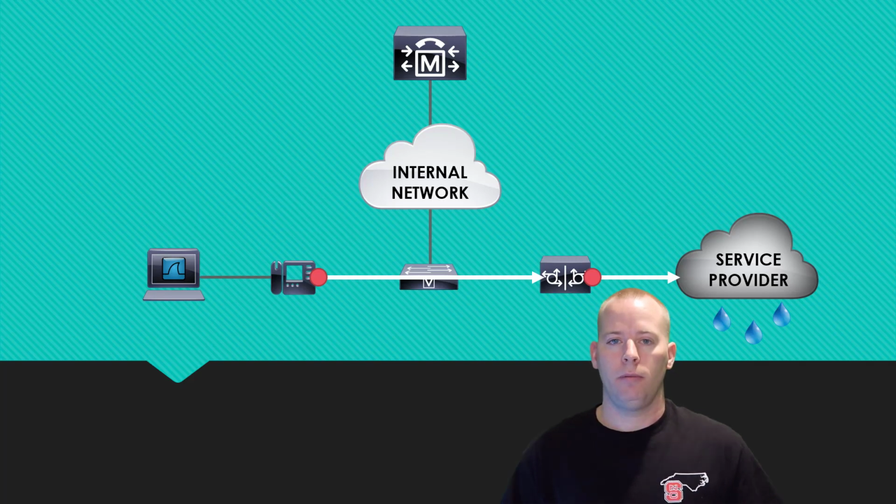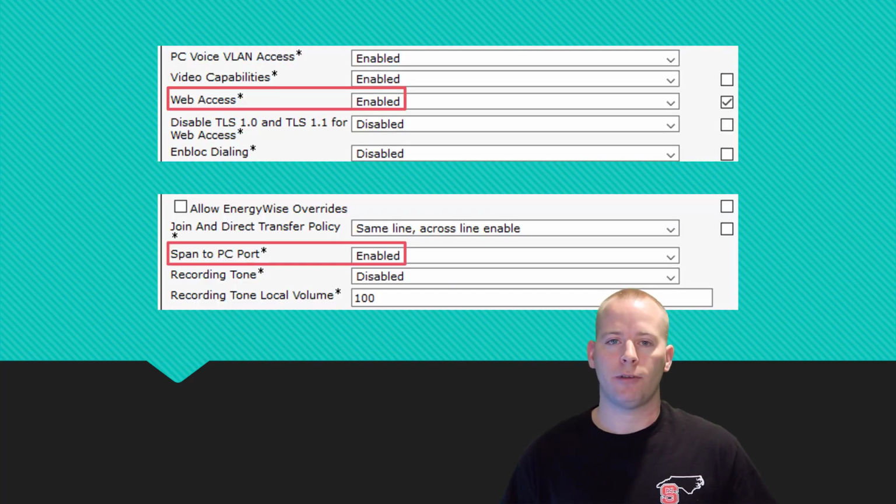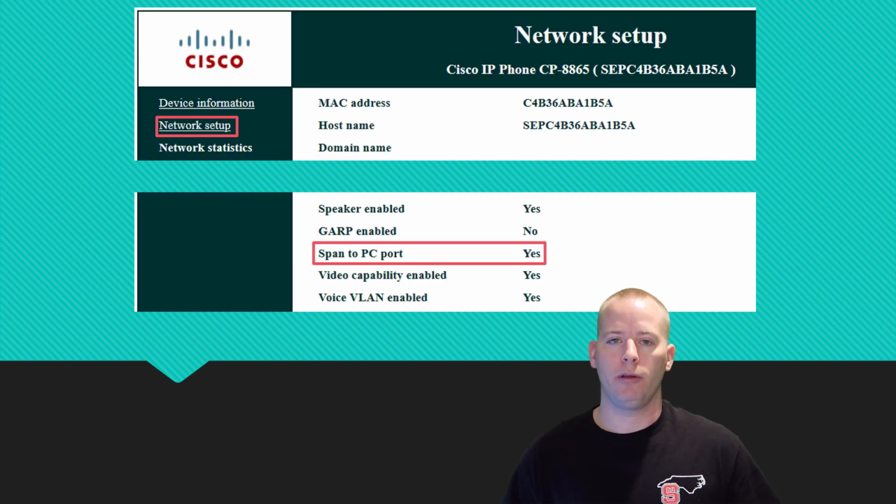We believe that there's something going on in your network, and then you can involve them to help in the troubleshooting efforts. Before you can do the packet captures on the phone, there are some configurations that need to be done. So let's go ahead and enable web access on the phone, and then we'll also enable span to PC port. Once web access is enabled on the phone, we should be able to browse to the phone's IP address and take a look at its web interface.